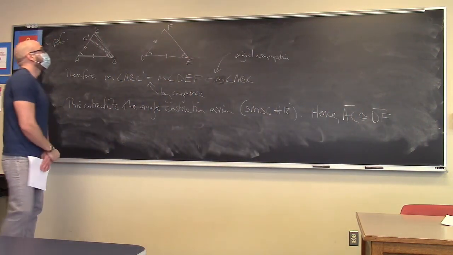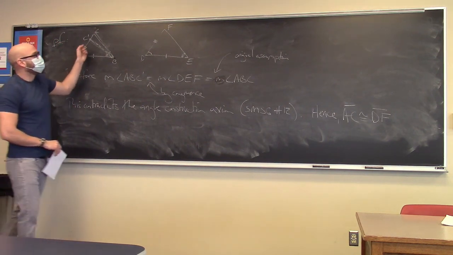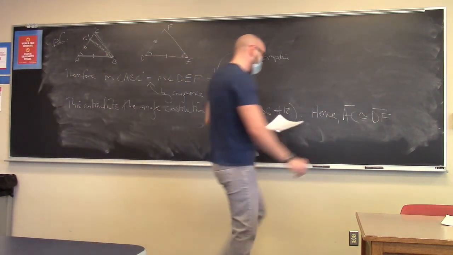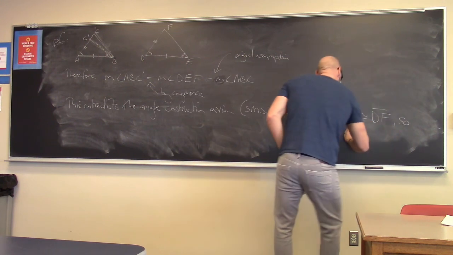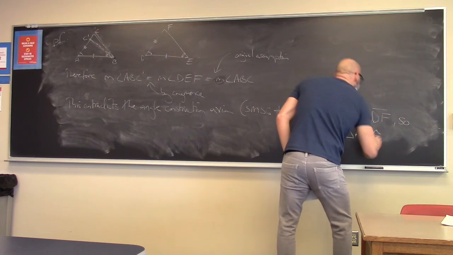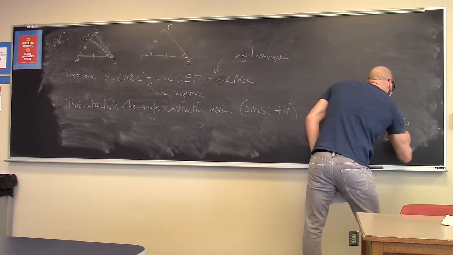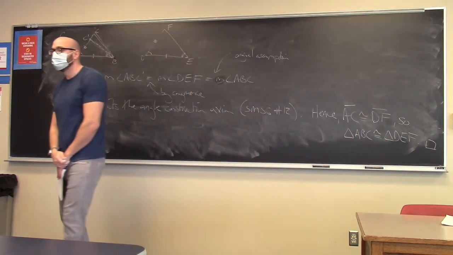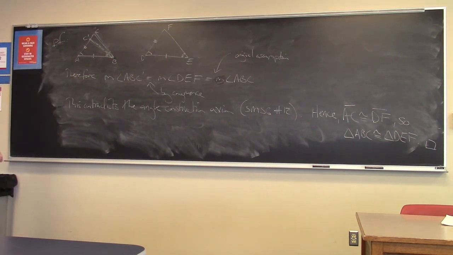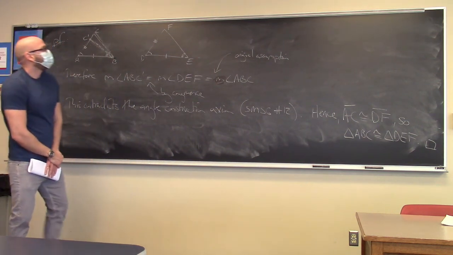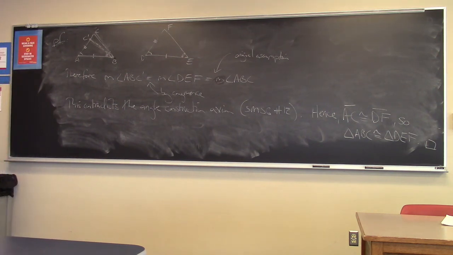And as we agreed to start with, that's enough. Once I have one of those sides, AC is the same length as side DF, then by SAS, we have congruence. So, triangle ABC is indeed congruent to triangle DEF, as we wanted to show. Sort of a fun proof.